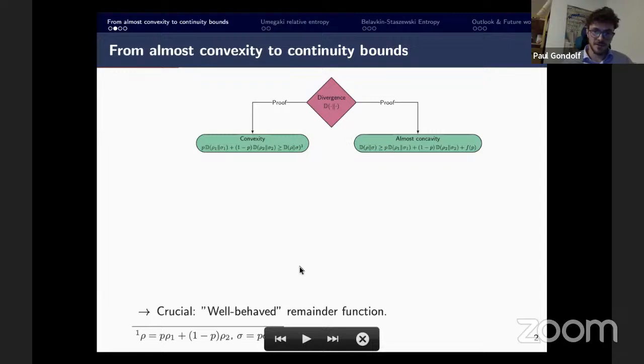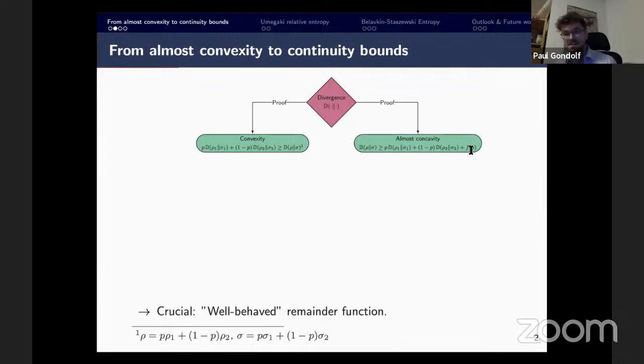Joint convexity is pretty self-explanatory. This just means that we have this inequality here. The almost concavity, however, is a little bit more elaborate. We have not a concavity directly, but we have a correction to this concavity. This property is, however, not that strong in itself, because this correction can depend on the states involved. And the only requirement that we have is that this function that we consider a correction vanishes as we send p to 0 or 1.